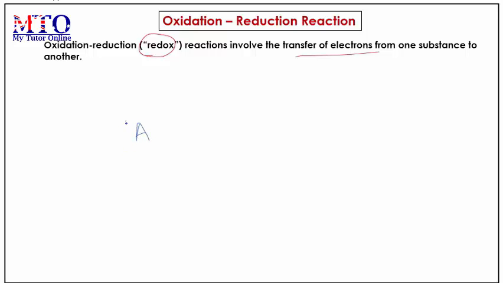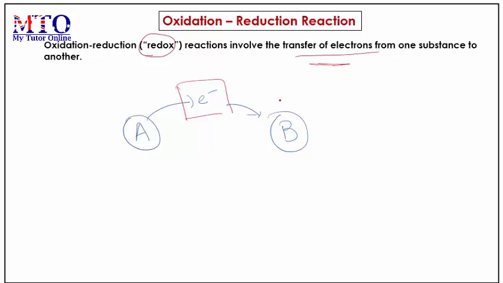Consider this example. Suppose we have a species A and it transfers electrons to a species B. Is this process an oxidation reduction reaction? The answer is yes. Why? Because there is transfer of electrons from one substance to another. So whenever there is transfer of electrons from one substance to another, that process must be an oxidation reduction reaction.